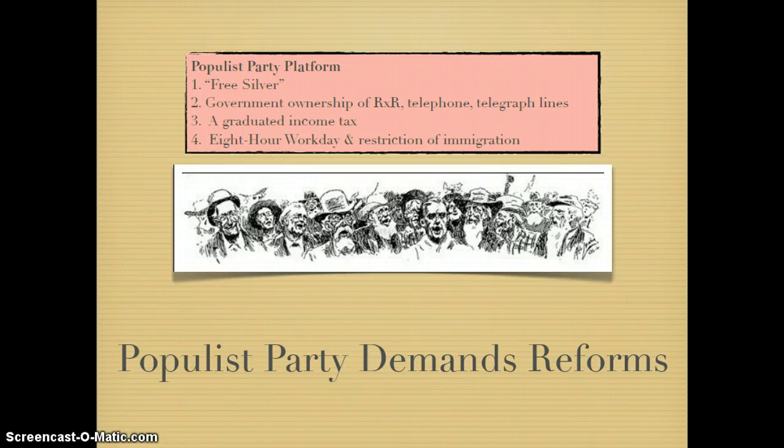Another issue on the party platform was that, in order to combat the high cost of transporting goods, they demanded government ownership of the railroad, telephone, and telegraph systems, a graduated income tax, the 8-hour workday, and restriction of immigration. And while the Populist Party had a presidential candidate, James B. Weaver of Iowa, in 1892, they didn't win the election.